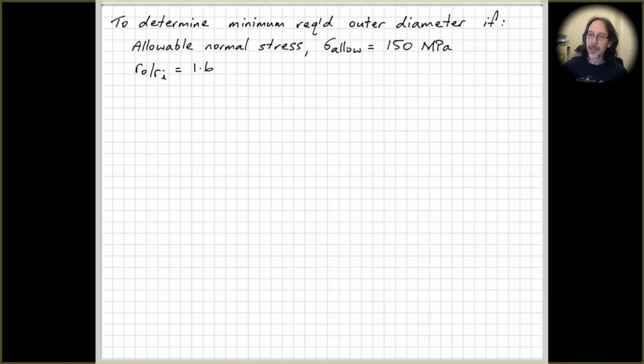But anyway, for now, let's have a look at how we might go about doing this simple design problem. So, as I said, we're going to keep the same ratio between the outer and inner radii or diameters. So our maximum stress from the beam flexure equation is the maximum bending moment, times the distance from the centroid to the outer fibre, divided by the moment of inertia.